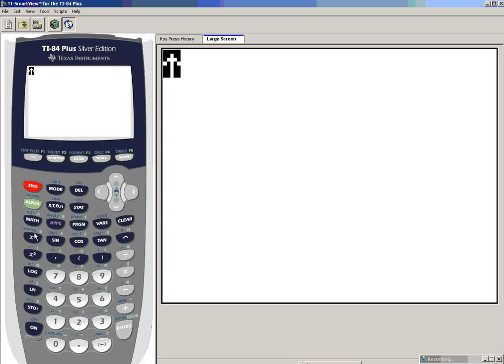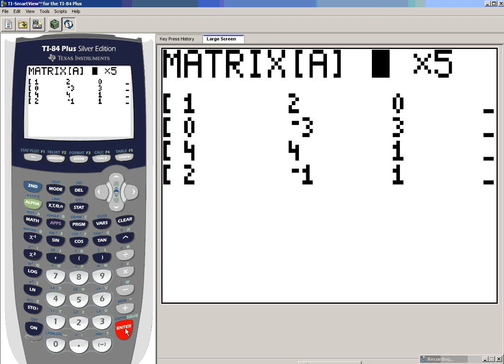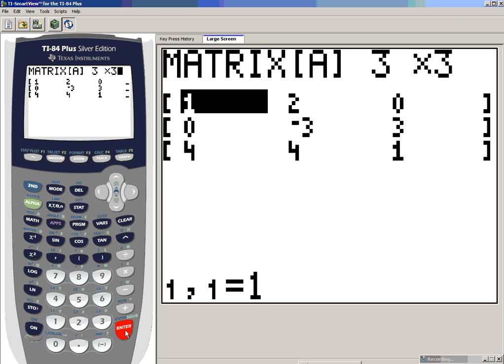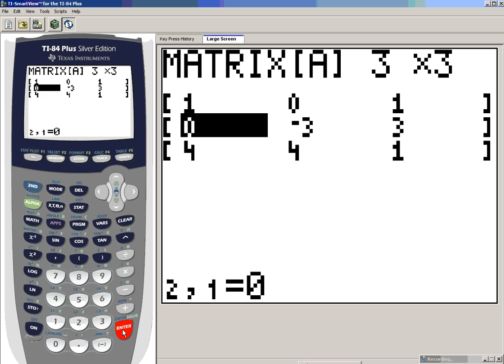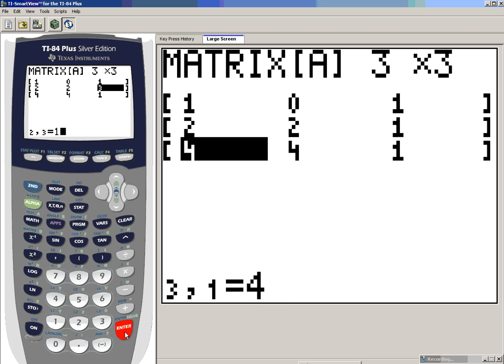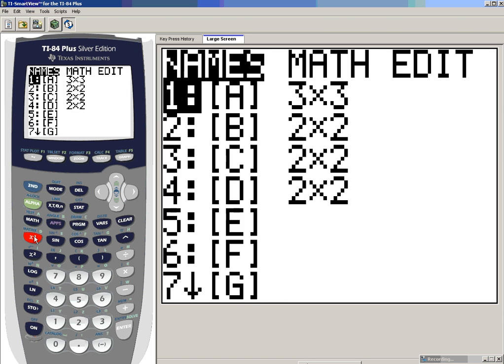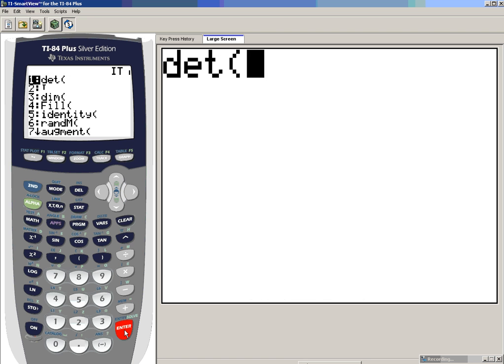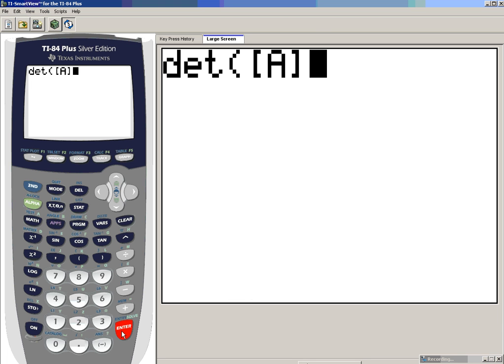Go into your matrix menu, edit. We want to put in a 3 by 3 matrix here and put in the values 1, 0, 1, 2, 2, 1, 4, 3, 1. Once you have those entered in, exit out of that menu, go back into your matrix menu, over to math. We want to evaluate the determinant. Back into your matrix menu once again, the determinant of matrix A, hit enter, and there is the value of the determinant.